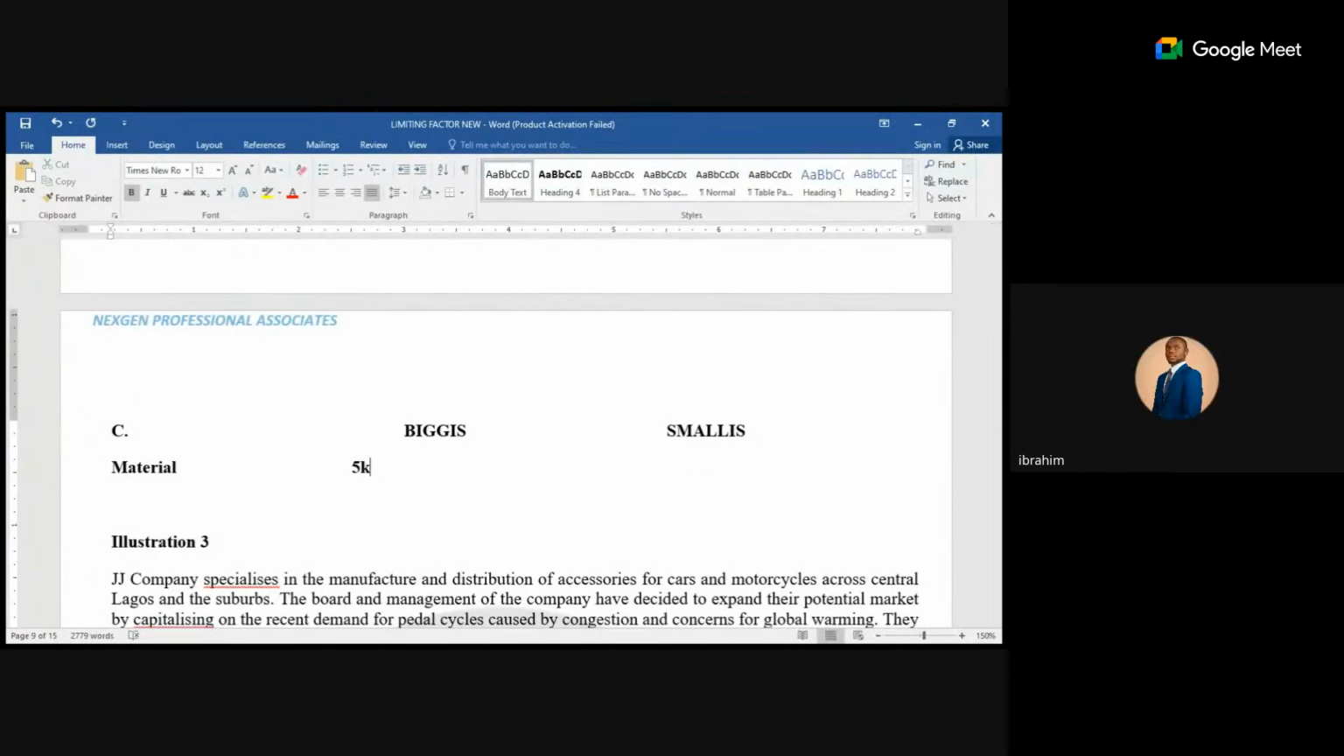5 kg per unit times the expected units. You use 5 kg. This is all what you'll be doing in limiting factor.